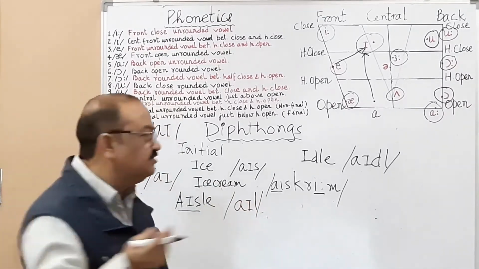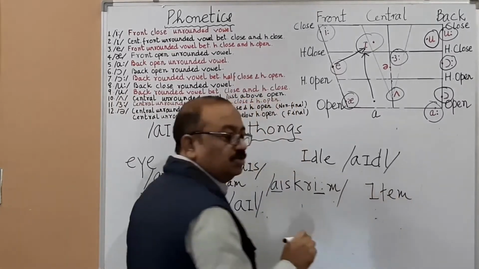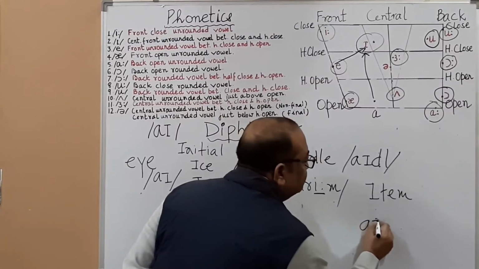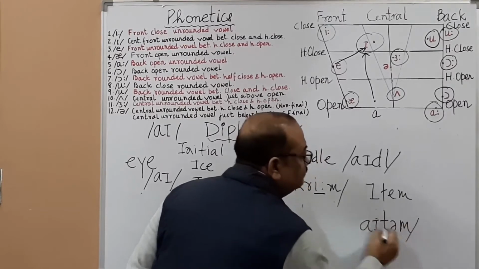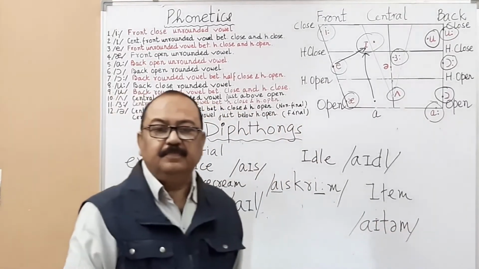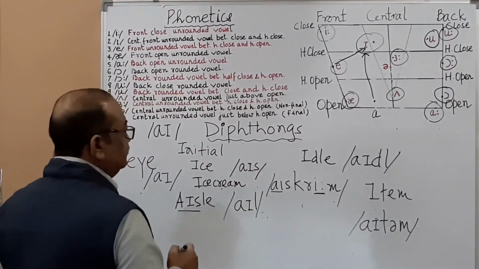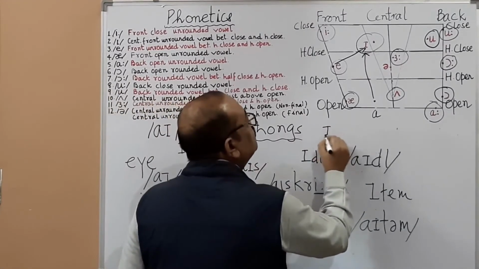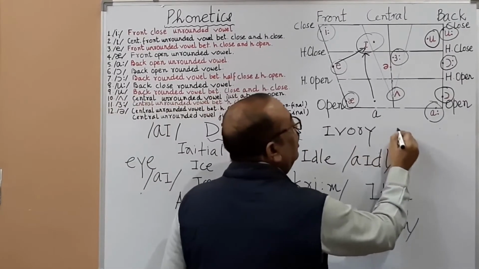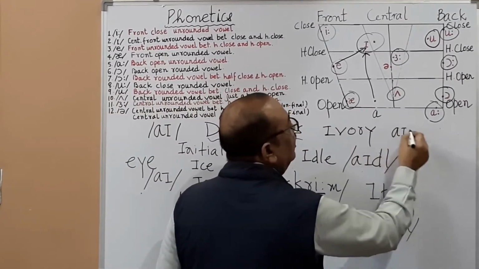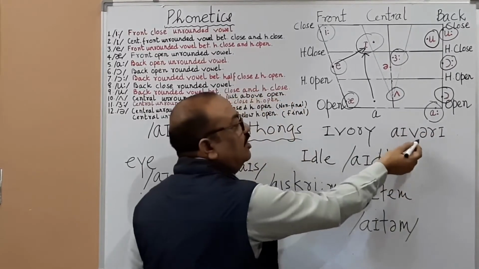Item. Okay? Ivory. Okay, good. Ivory. This is the word? Yes, sir. Ivory. Now this is sure. Ivory.